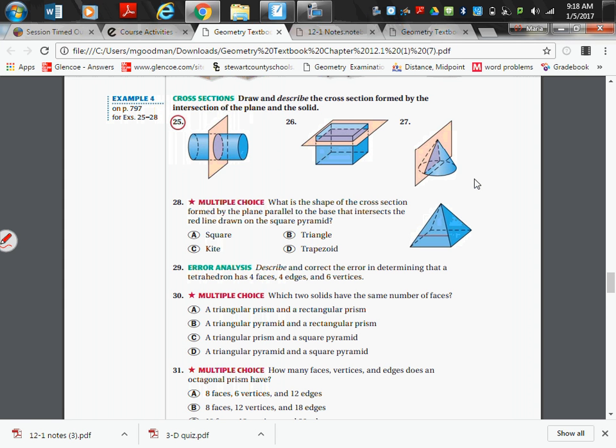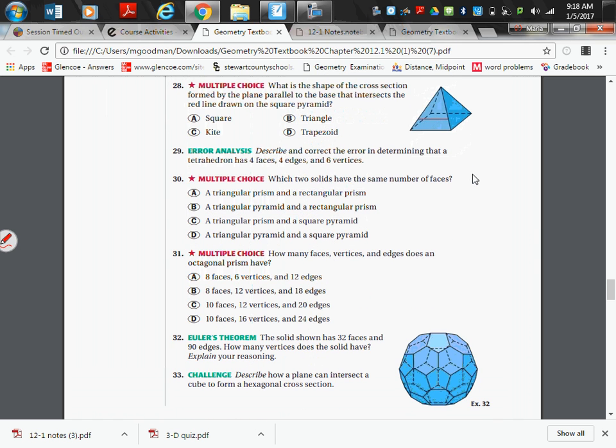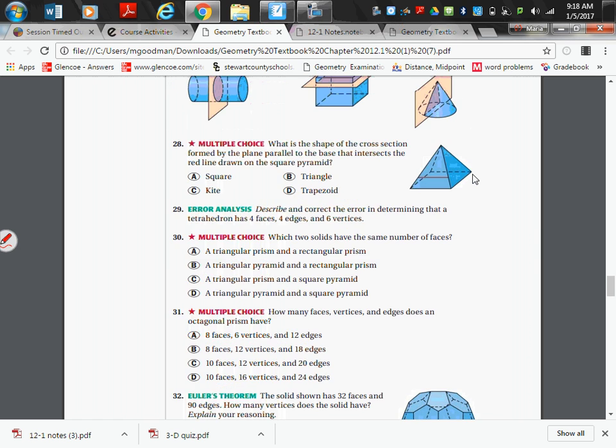What page number do we have to do? You're just working on this page 799. You're doing problems 25 through 32. 25 through 32. All right.